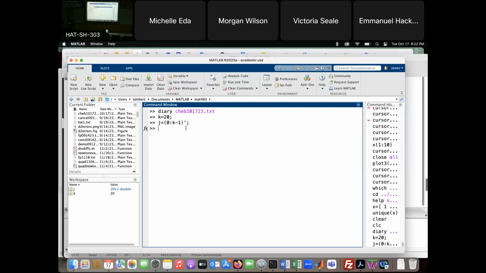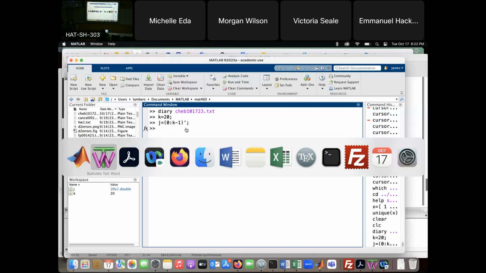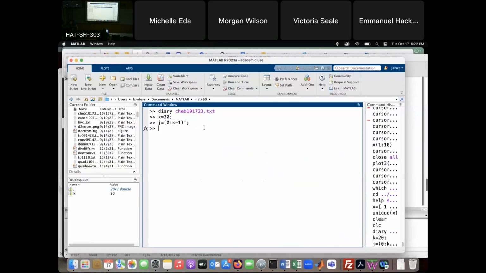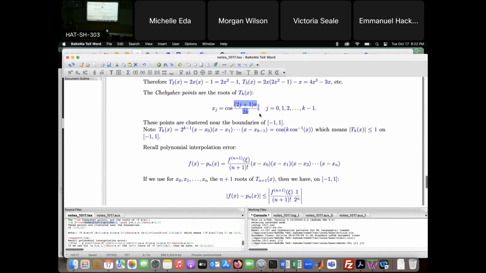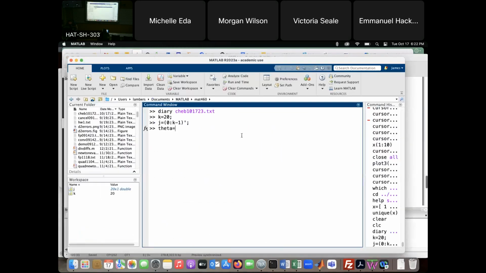And now, if I go to the formula for the Chebyshev points, back here, the interpolation points are equal to the cosine of these angles for j going from 0 to k minus 1. So I'm going to define these angles. Okay, so theta, I'll define to be 2 times j plus 1 times pi over 2 times k.